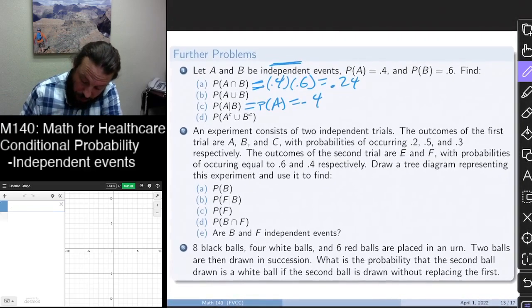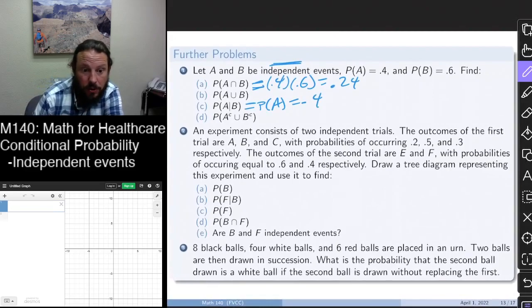Let's look at this third one. 8 black balls, 4 white balls, and 6 red balls are placed in an urn. 2 balls are drawn in succession. What is the probability that the second ball drawn is a white ball if the second ball is drawn without replacing the first?